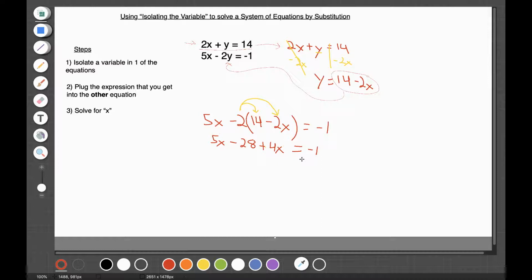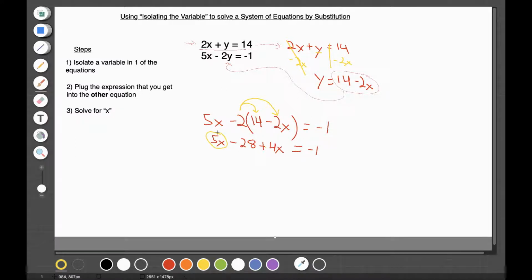Okay, now that we have distributed it properly and we got distribution down, what's next? Well, when you see something like this and you see multiple x's, especially when they're both on the same side, the next thing you should be thinking is combine like terms.